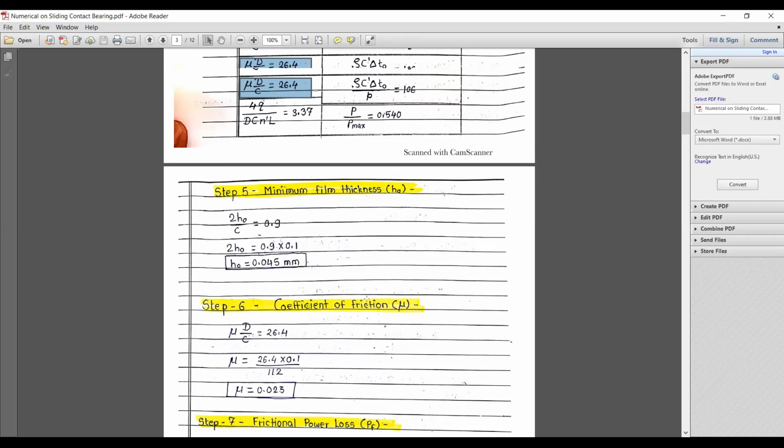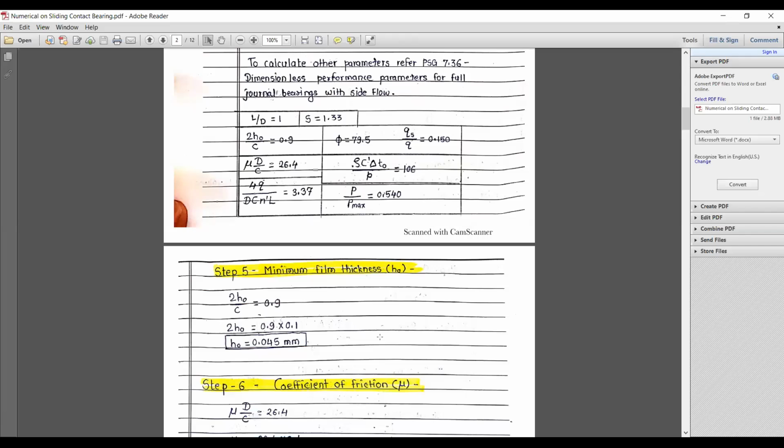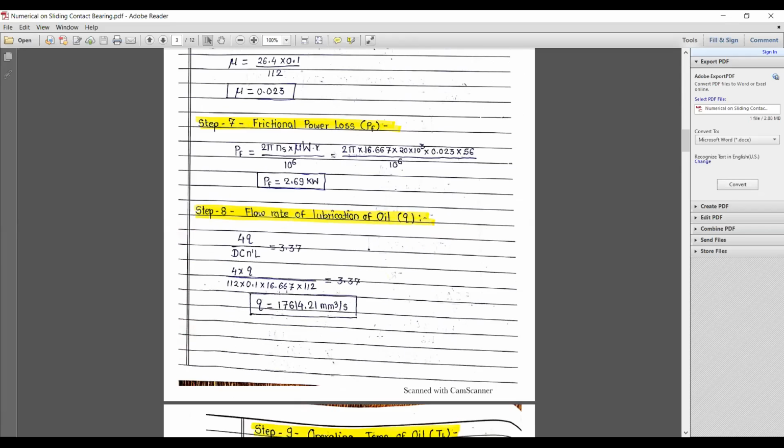Next one, the frictional power loss. As per the problem, we need to calculate the frictional or power loss. PF is equal to 2 pi N s into mu into W into R, where R is the radius. Putting all the values, the frictional power loss is equal to 2.69 kilowatt. The equation is very simple, which we have already used in our basic designs.